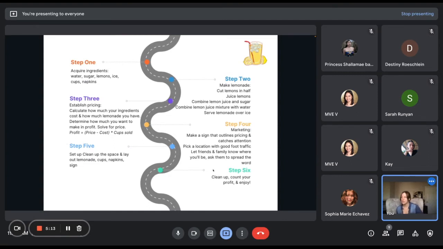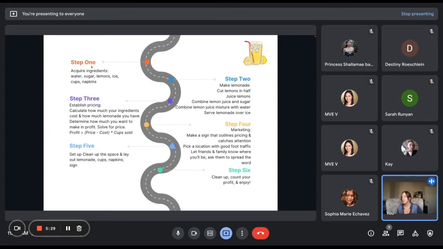Maybe post about it on social media or help you get more people coming to buy lemonade so you can meet this profit goal. Then you need to actually go through and set up your lemonade stand and sell the lemonade. Once all of those things are done, then you can clean up, count your profit, and be done with it.